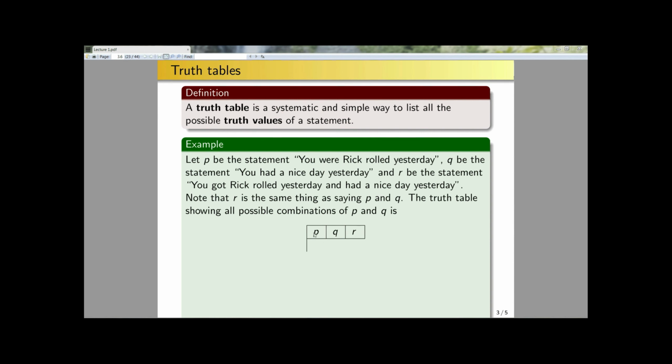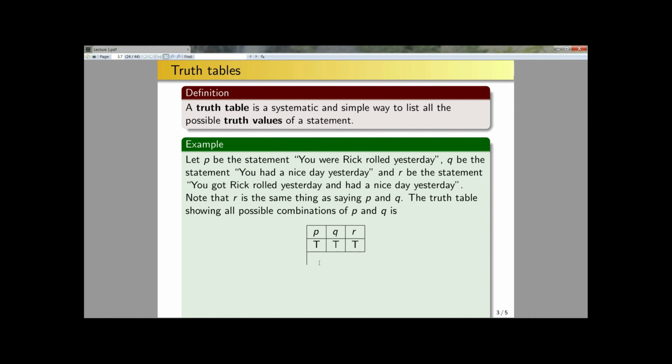So first I can say, what if P is true and Q is also true. So if I was rickrolled yesterday and I had a nice day yesterday, if both of these are true, then obviously I got rickrolled yesterday and had a nice day yesterday. So if P is true and Q is true, then R would be true.